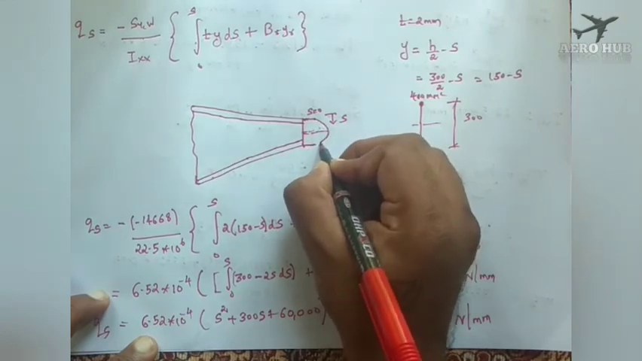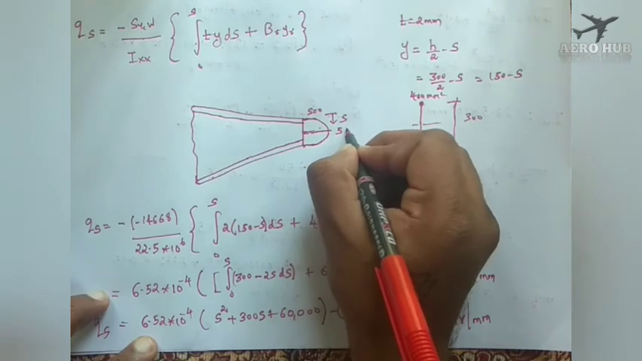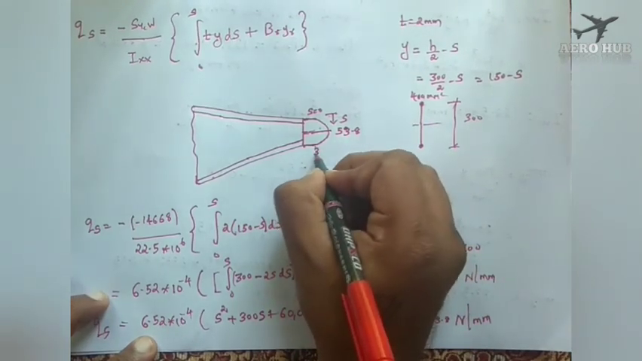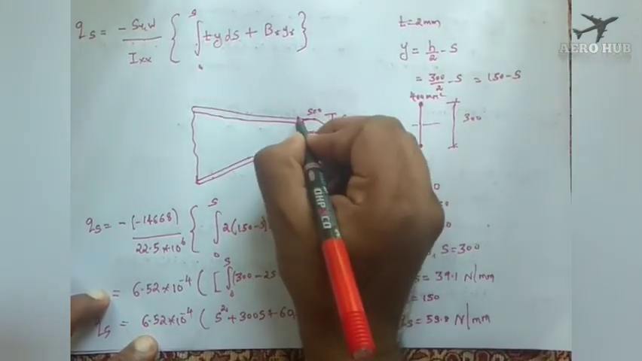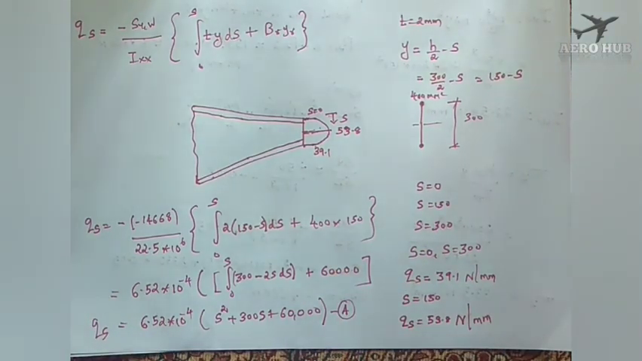So this is the shear flow distribution. At the center we have 53.8, and at the ends we have 39.1. For the stations s equal to 0 and s equal to 300, the value of shear flow is the same, and at the center the value of shear flow is 53.8.